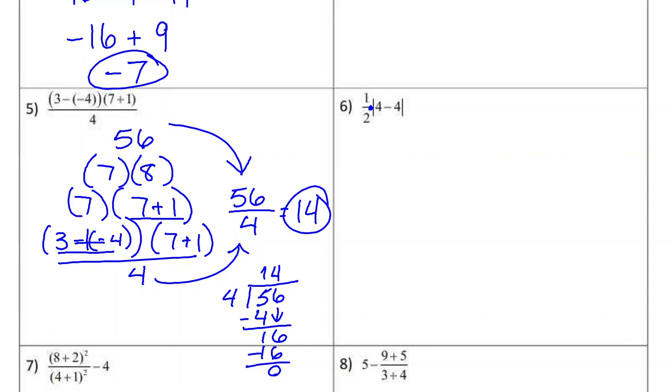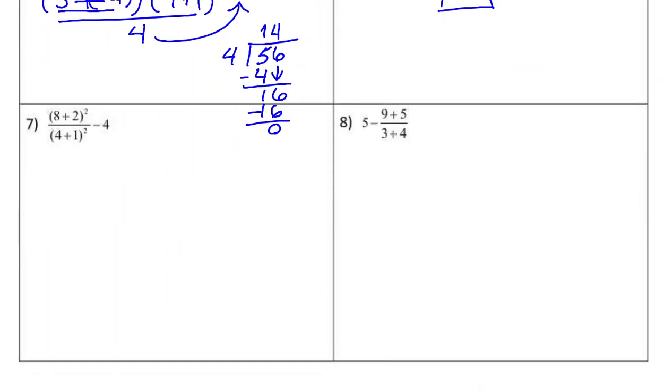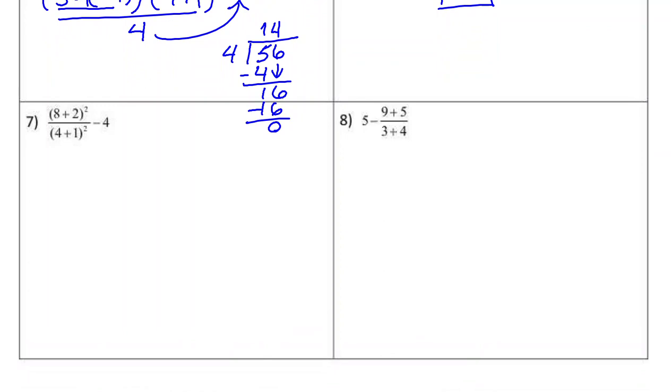And then same thing for number 6. I'm going to solve that subtraction there. 4 minus 4 would be 0. Absolute value of 0 would be 0. And then 1/2 times 0 would be 0. So I bet that one was a little bit scary for some of you, but it actually is pretty easy. Okay, last two, I want you to pause and do those two on your own and unpause to check your work.